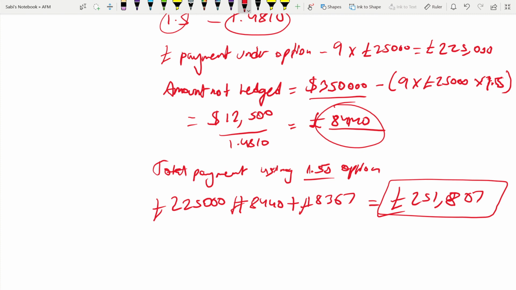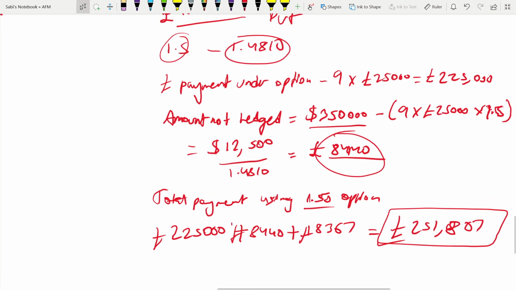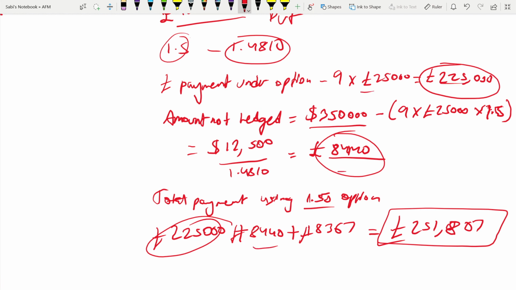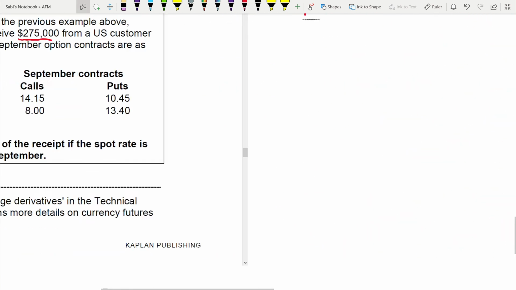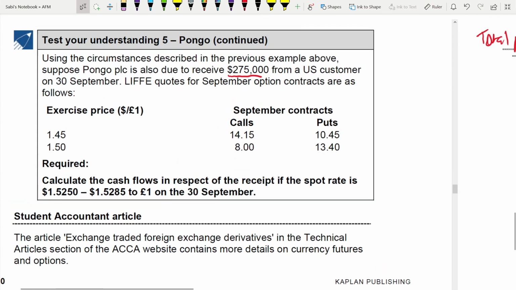This 225,000 is this amount: 9 into contract size, because this is in pounds already, you can take it as it is. This one is unhedged and this one is a premium. All are costs, so we add, and that's it. Now let us go for the fifth one, which is a receipt, and with this we'll end this revision here, before I go to interest rate risk management in the next video.